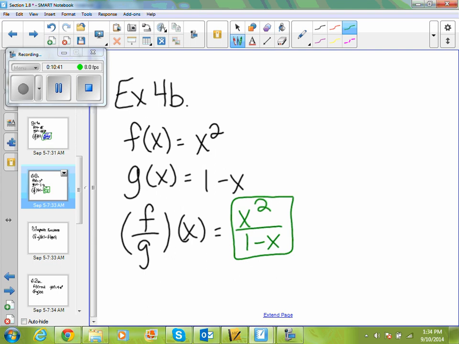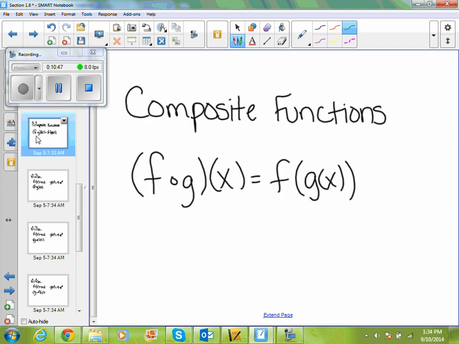All right. So the last type of composite function that we're going to look at is f composite g of x. And f composite g of x actually means f of g of x, where you plug your second function into your first function. Our composite symbol is represented by this small circle in between them. So when you write it, it looks like you're writing fog. But what you're writing is f composite g.